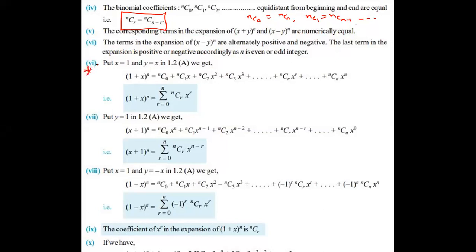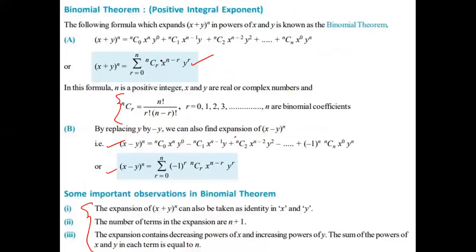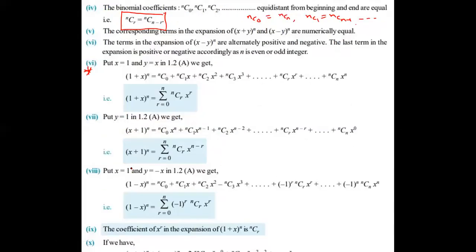Next point. Now this is very important, dear students. Put x is equal to 1 and y is equal to x in the previous case. What is the result? This one I'm giving triple star. What is the expansion of (1 + x)^n? That is nC0 + nC1 x + nC2 x^2 + nC3 x^3 and so on. But how to write it symbolically?